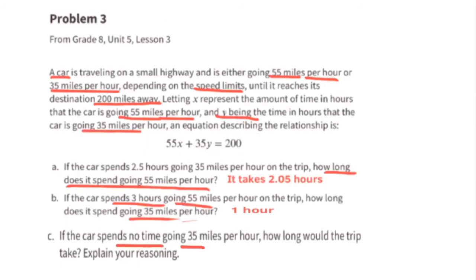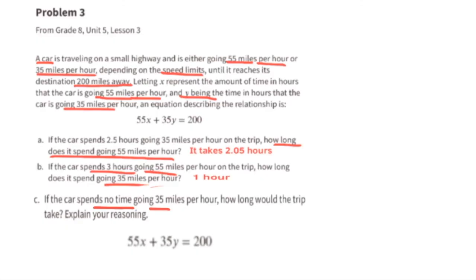C. If the car spends no time going 35 miles per hour, how long would the trip take? Explain your reasoning. Again, we can start with the original equation, 55x plus 35y equals 200. We can substitute the y with a 0 because that means that it traveled 0 hours at 35 miles per hour. Now the equation reads 55x equals 200.